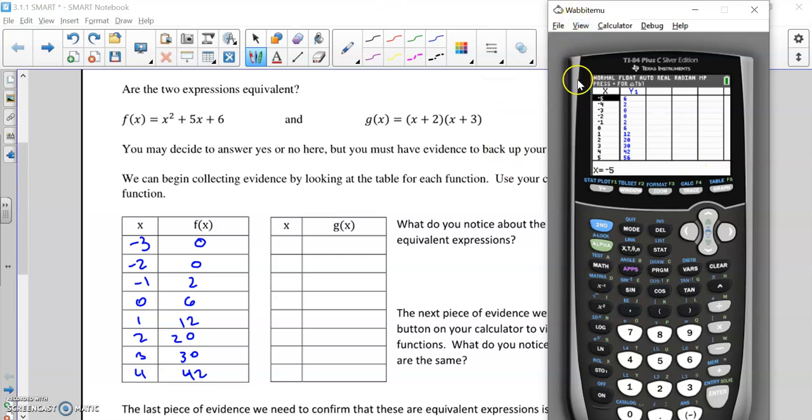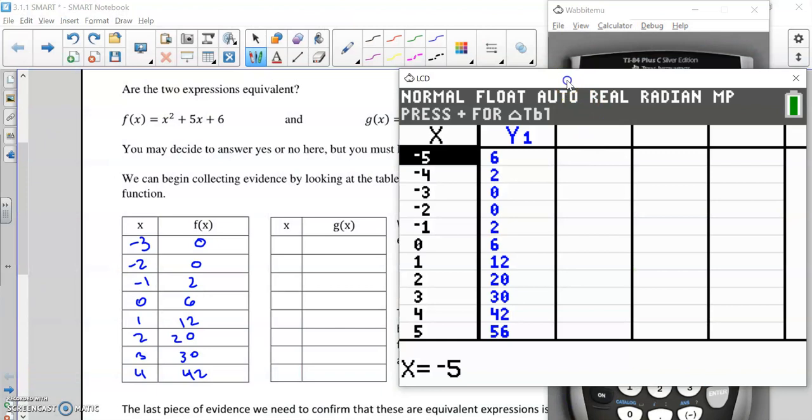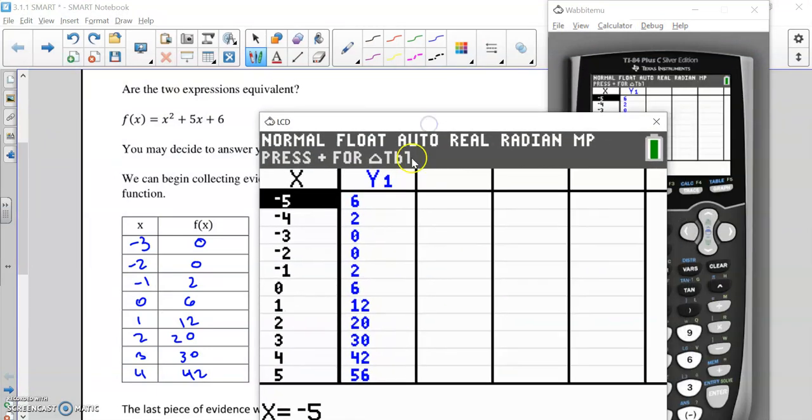So let's take a look at the comparison here. Okay, so here we are. If we look at those next to each other, we have negative 3, 0; negative 2, 0, which matches our first 2 points here. Negative 1, 2; 0, 6; 1, 12; 2, 20; 3, 30; 4, 42. So from what we see here, the tables are pretty much the same.